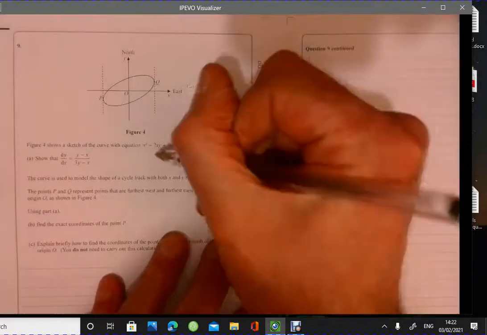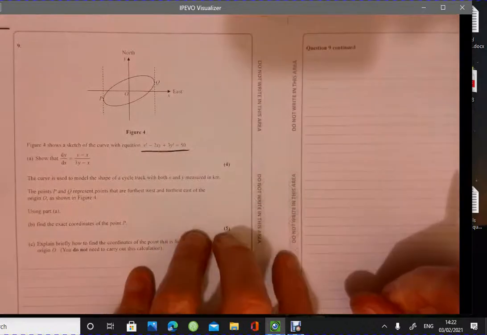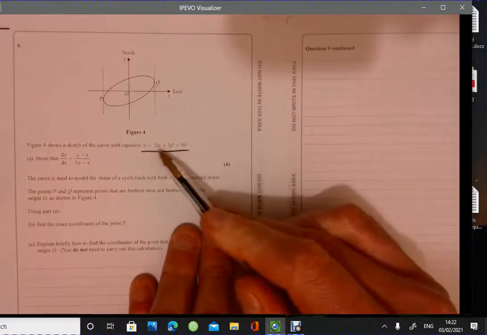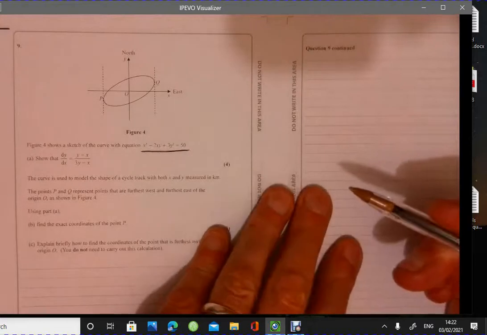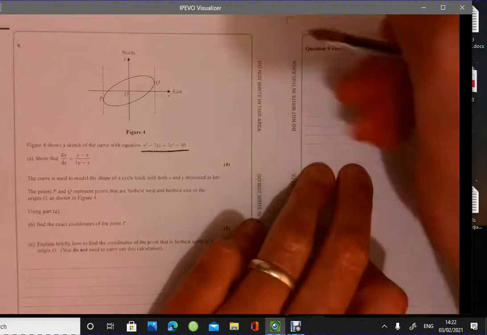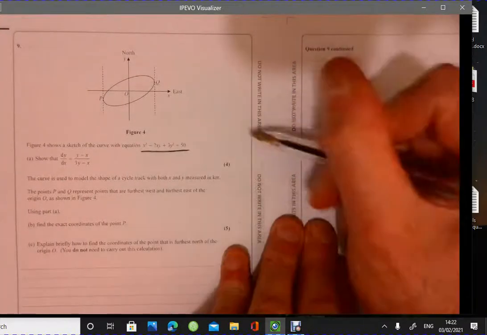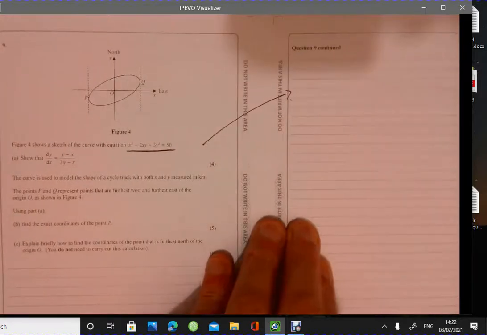Question 9. So what we have to do is look at differentiating this. Now the problem is that we've got x's and y's and they're all mixed up, and that makes it a little bit more complicated. So we apply implicit differentiation. So it's going to look like this. I'm going to write it over here, so I've got a little bit more room and you can see it next to it.